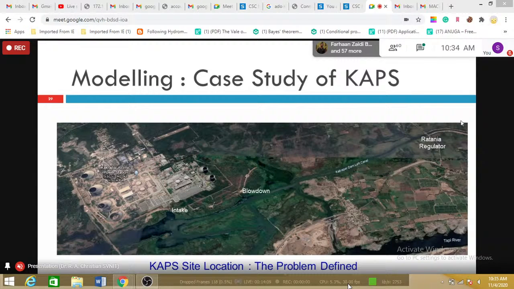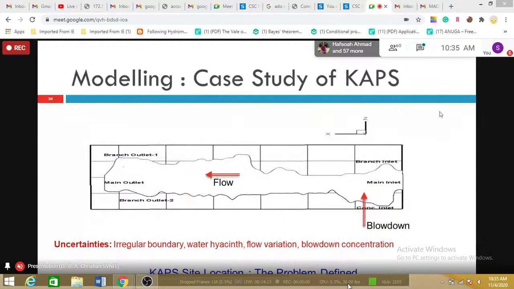This was the problem. Now it has a lot of challenges. If we see, this is the blowdown, and we have 2 kilometers downwind the Ratania regulator. There were a lot of uncertainties involved with this problem. Let me tell you that fuzzy logic is very useful to you if you are dealing with uncertainty in your problem, if you are dealing with vagueness in your problem.